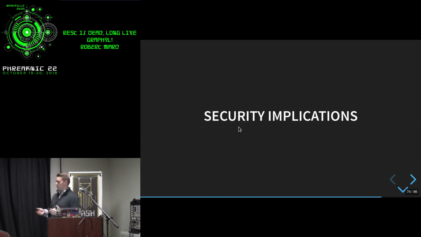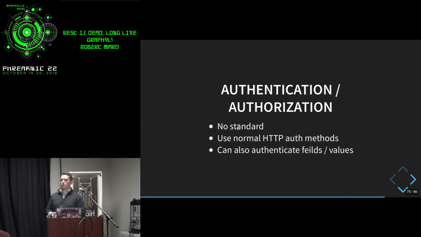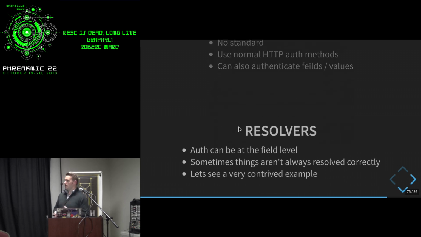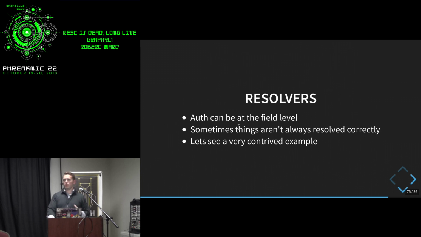So the security implications of GraphQL: authentication and authorization, no significant change from REST. If you just want a secure API at the high level, you can use all the normal HTTP methods. There's not a blessed way of interacting with it. The big difference is at the resolvers. You can do authentication at the field level. And sometimes things aren't resolved in the same way when you access them from different places.